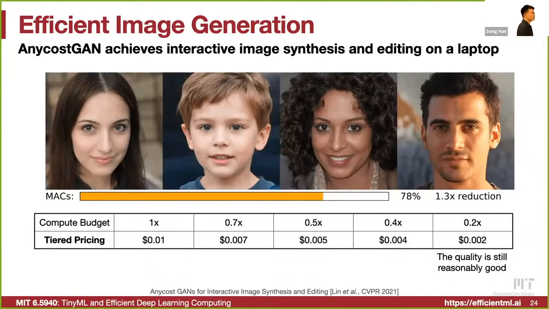Okay, and using this once-for-all technique, we can reduce the computation, showing this yellow bar, from 100%, 78%, 50%, 30%, even 19%. But you can hardly tell the quality. Hopefully, the quality is still well maintained, despite that we are reducing the MACs by up to 5 times.